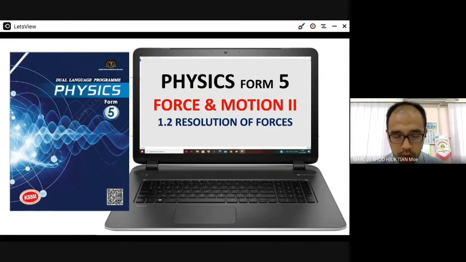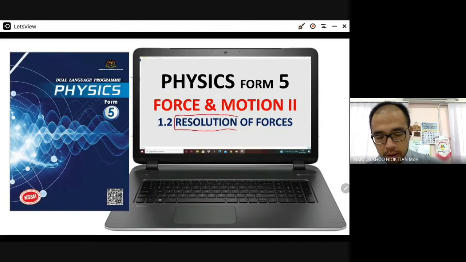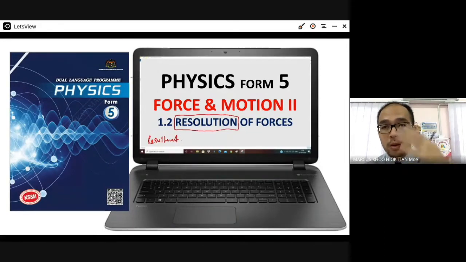Okay, so today we're going to be looking at 1.2, which is the title of resolution of forces. Before this, we looked at the words resultant force. Resultant force is when we combine all the forces and then it becomes one force. We represent all the forces that are involved as only one. So that's called a resultant force.